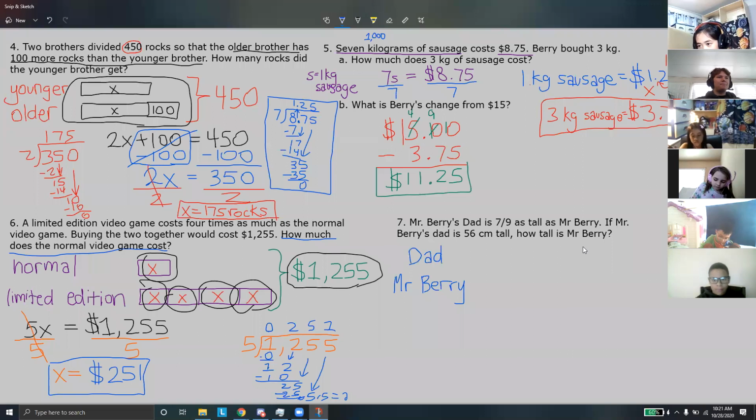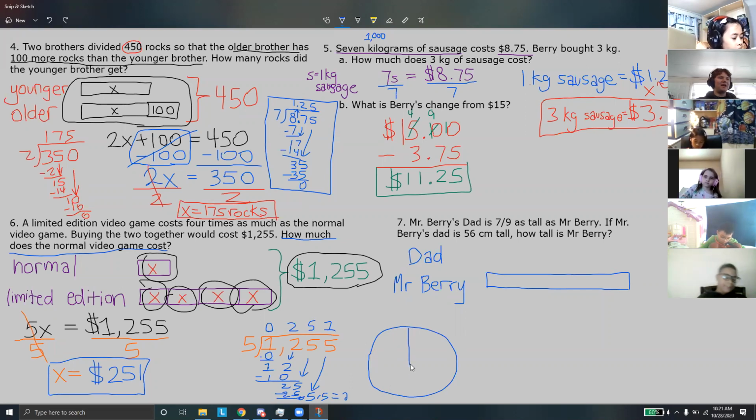Okay, so we know that Mr. Barry's dad is 56 centimeters tall. We don't know how tall Mr. Barry is yet, though. So I'm going to draw Mr. Barry first, because if Mr. Barry's dad is 7/9 as tall as Mr. Barry, how we can imagine that is if I have a circle with 9 in it. That's going to be a pain in the neck to draw, but I'm going to draw a circle, a pizza with 9. 1, 2, 3, 4, 5, 6, 7, 8, 9.